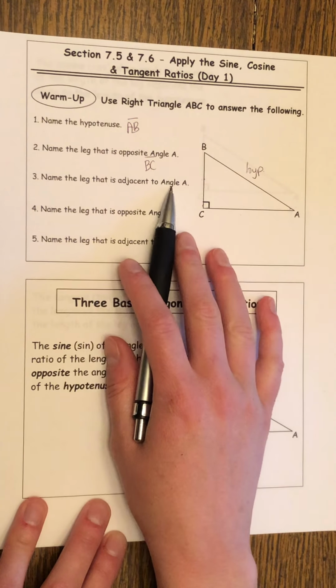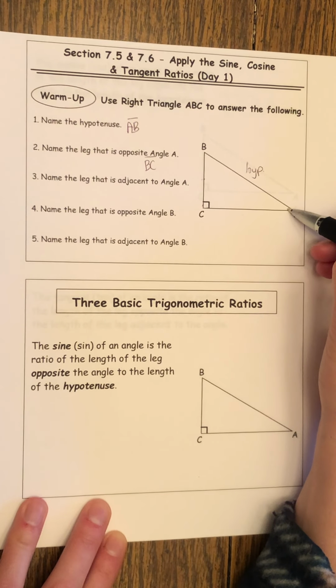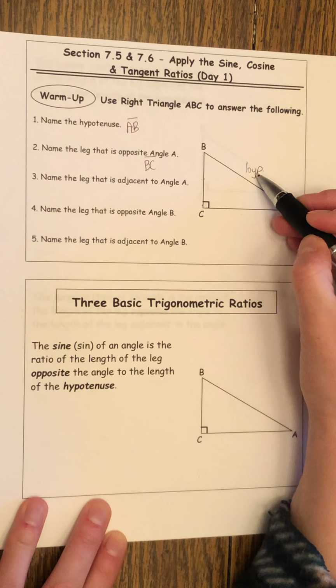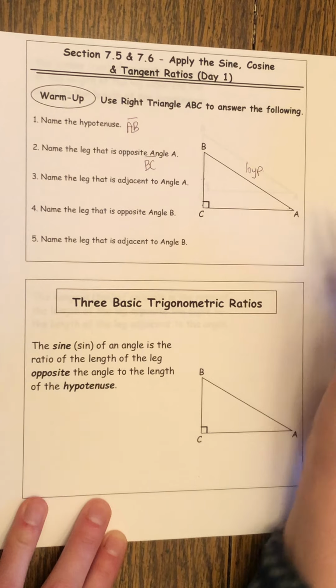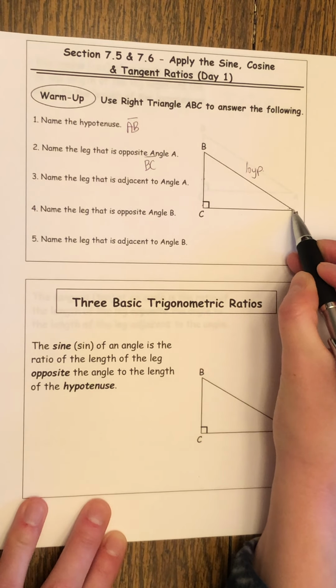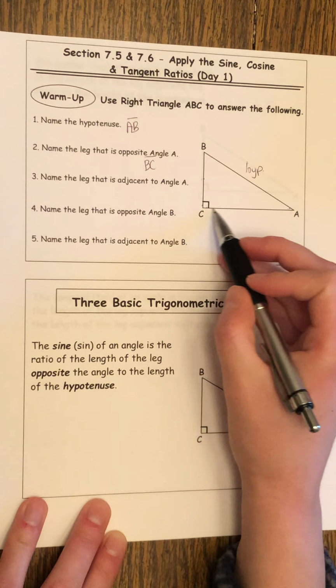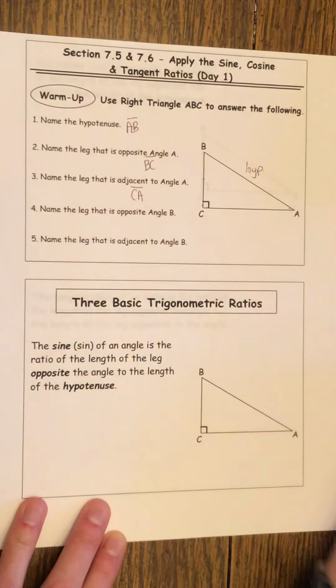Name the leg that is adjacent to angle A. So angle A is right here. We want to name the leg, again, not the hypotenuse, but the leg that is adjacent or next to angle A. So the leg that is adjacent to angle A is going to be this leg down here, which would be leg CA or AC.